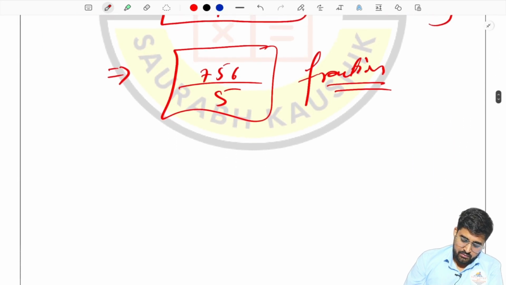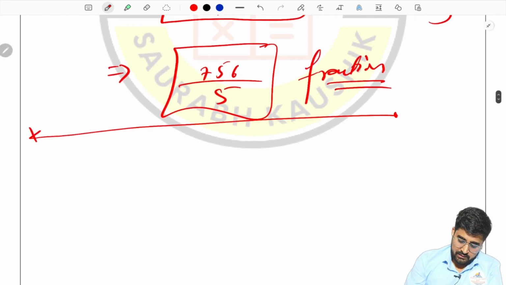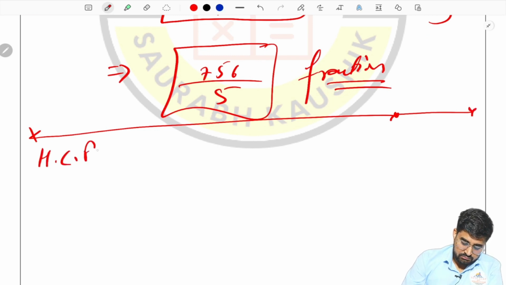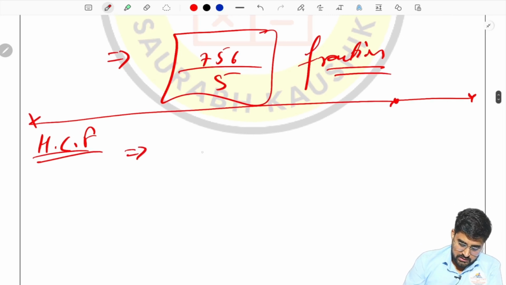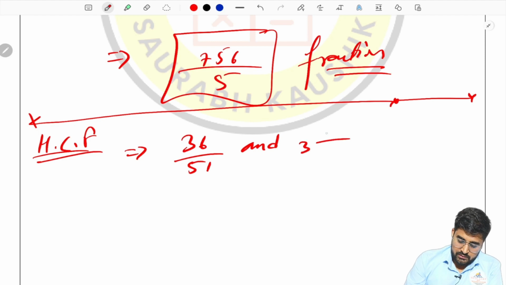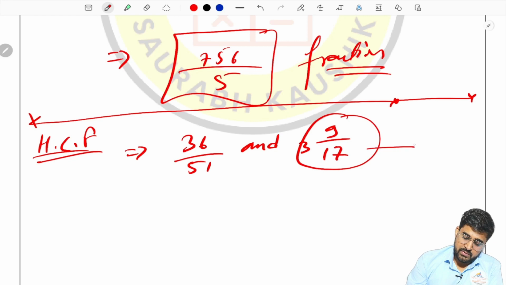Okay, now let us take one more example in the case of HCF. Now we will take one mixed fraction, so that I can teach you how to solve a mixed fraction. If someone does not know, this is called a mixed fraction. This is a mixed fraction.